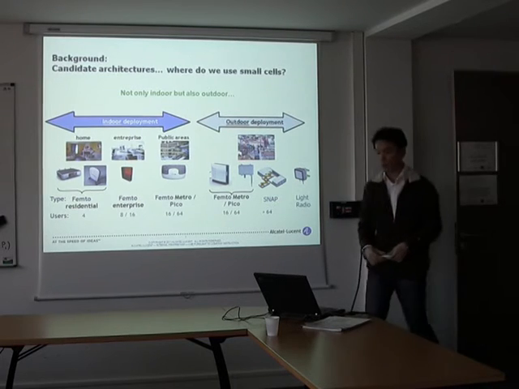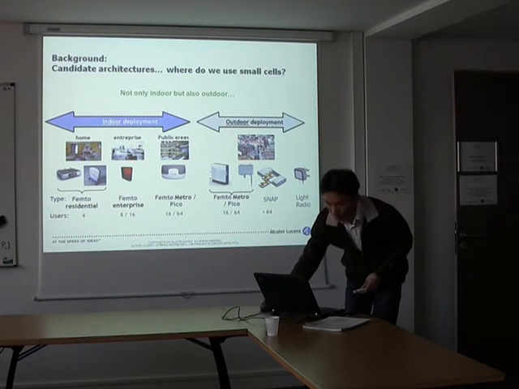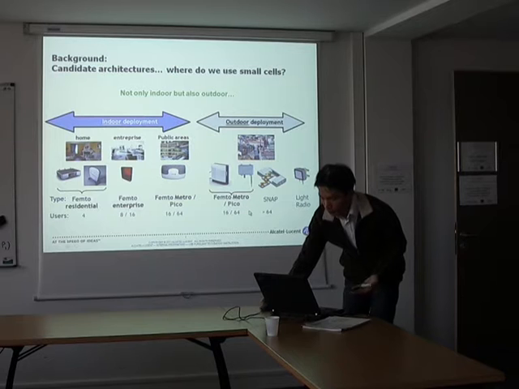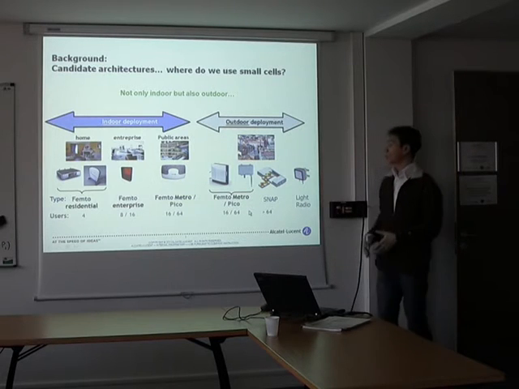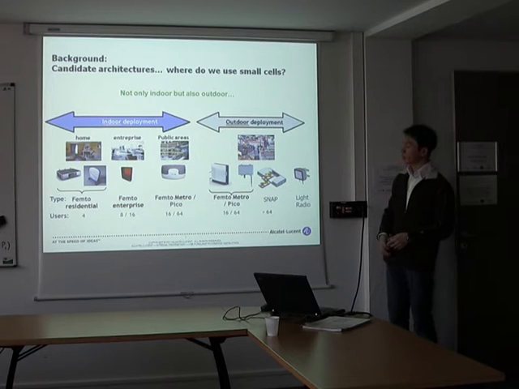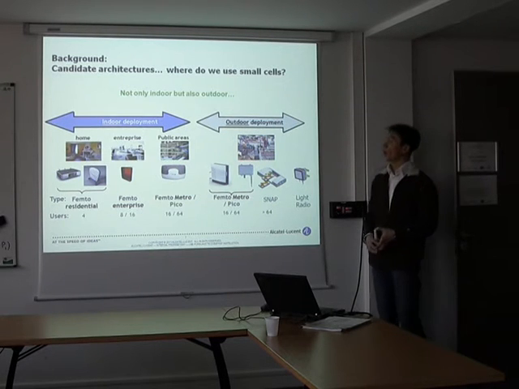So it is not only put in your office, home, or some enterprise, in the business office, with some small size devices which can support, for example, 4 users per base station for small cell or up to 64. But you can also deploy this in an outdoor environment, so you can support much larger numbers of users. And there are some new products, like the light radio, etc., which are going to realize this scenario.